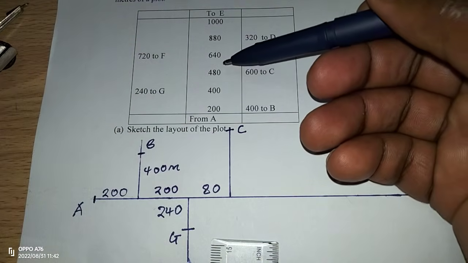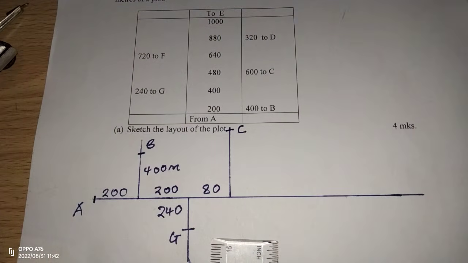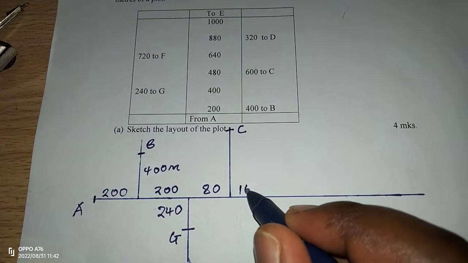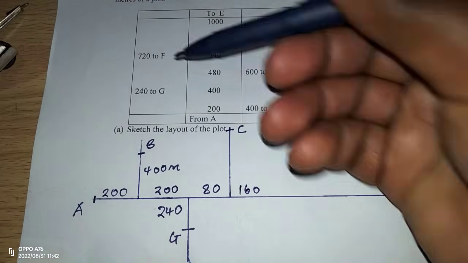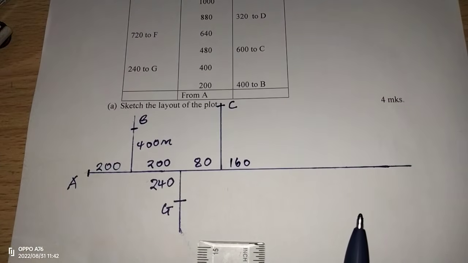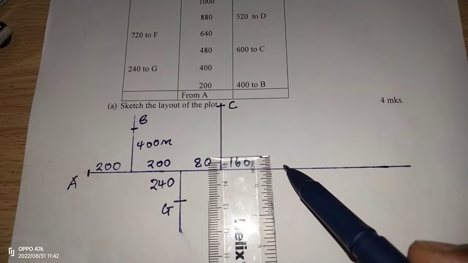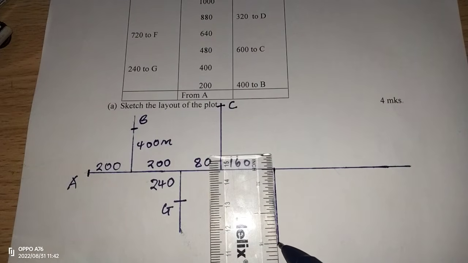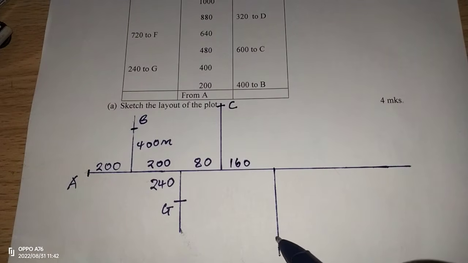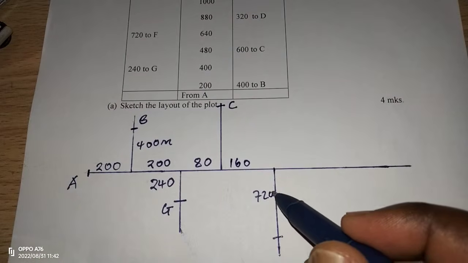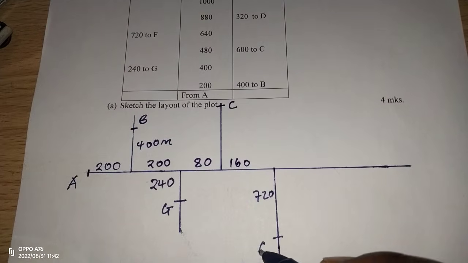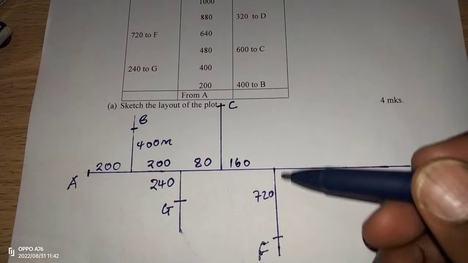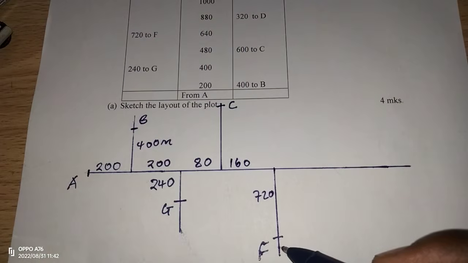Then we proceed again. If this is 640 and we are from 480, then it means we are adding 160. Then we move to the side where G is, which means to the lower side, 720. You know 720 should be at least longer than 240. So this is our F.